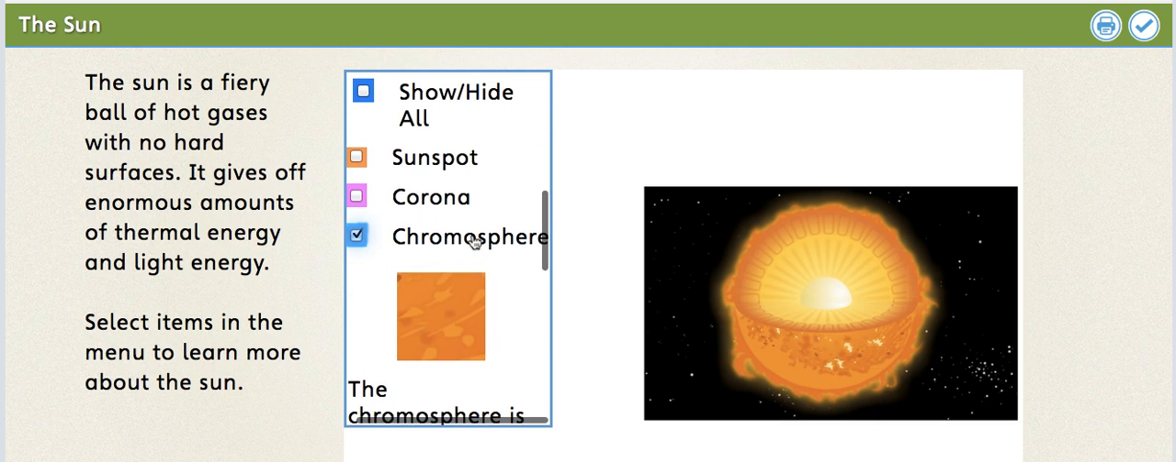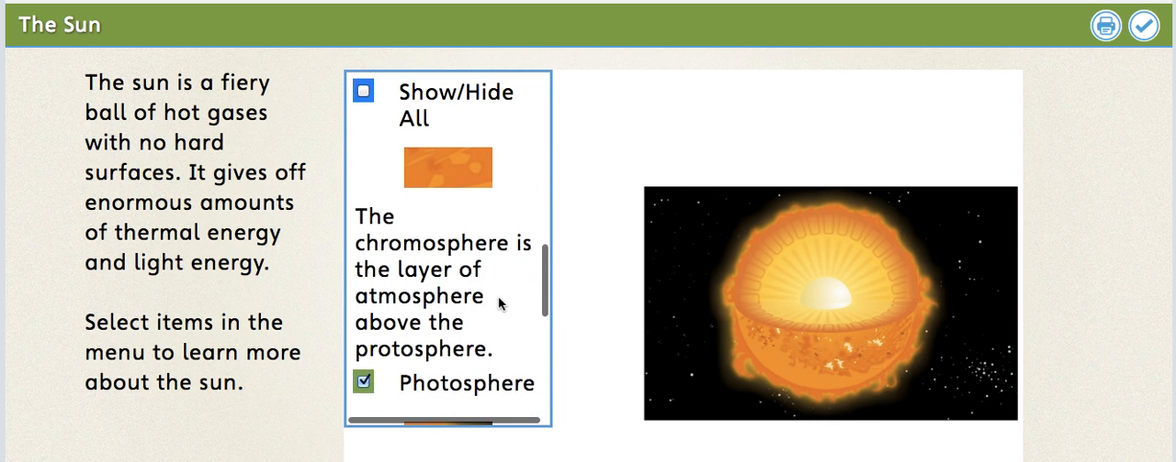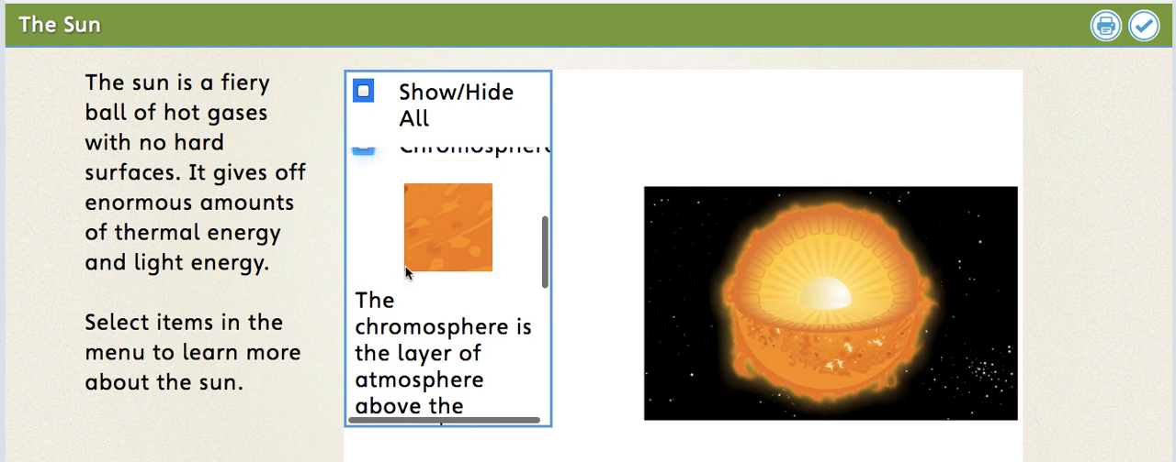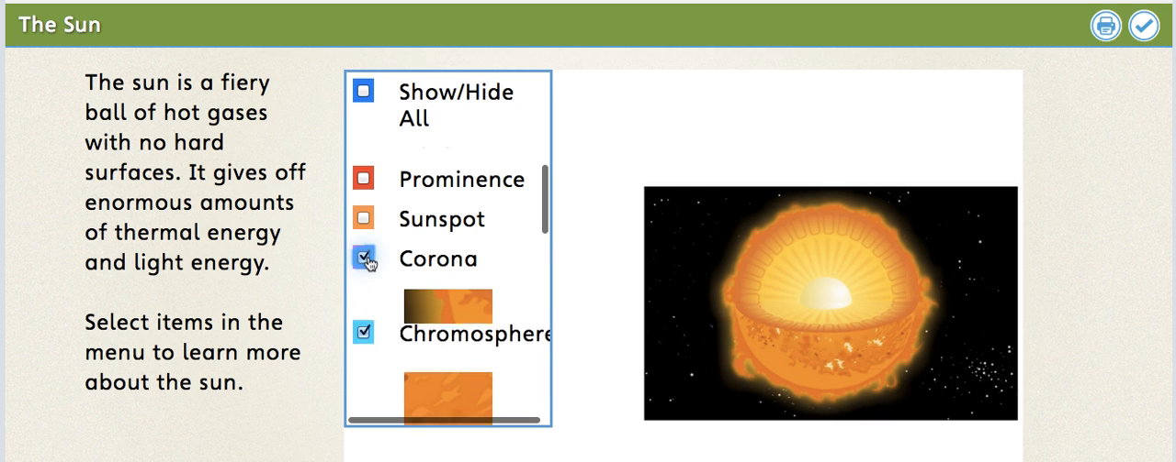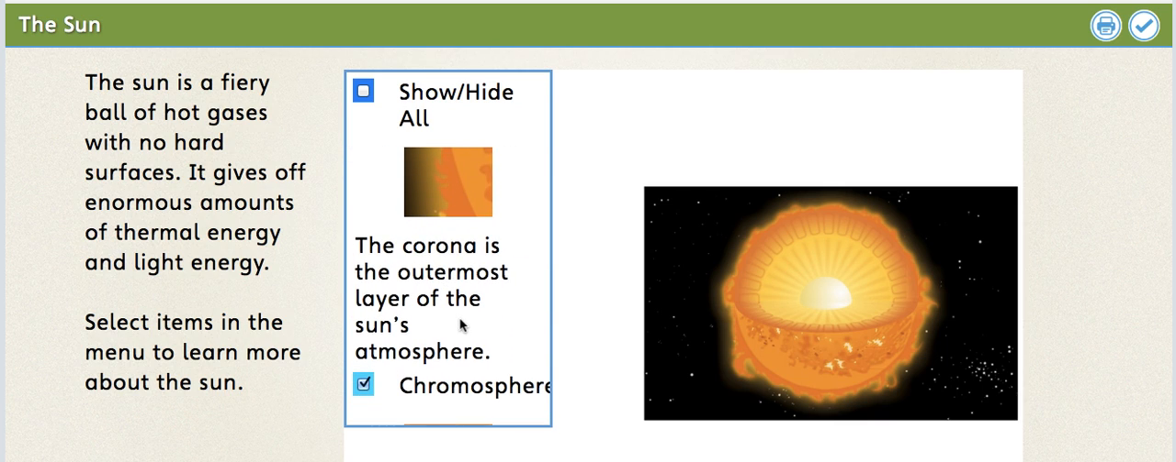The second layer, or the middle layer, is the chromosphere. The chromosphere is the layer of atmosphere above the photosphere, and it's below the corona. So this is the chromosphere. To move out, we have the corona, which is the outermost layer of the Sun's atmosphere. We can see it's there. So this one is the corona.